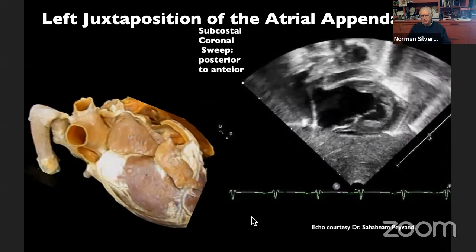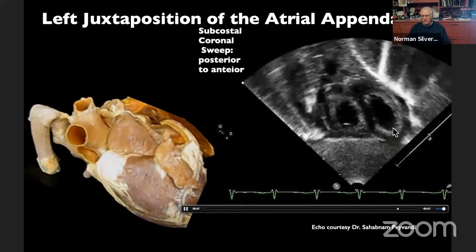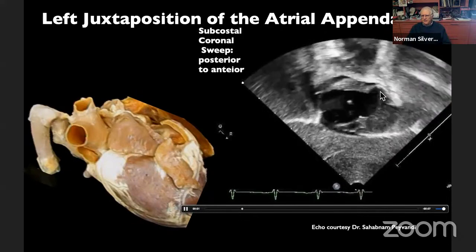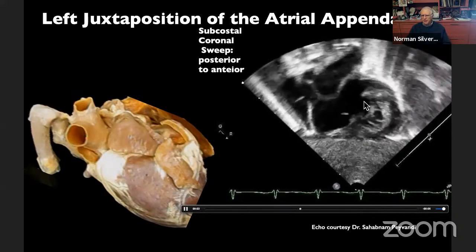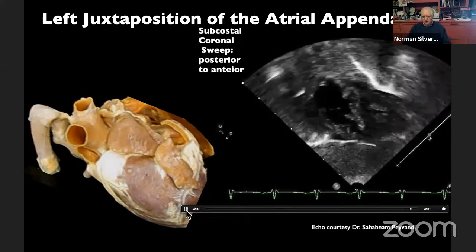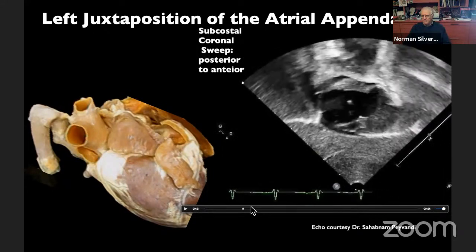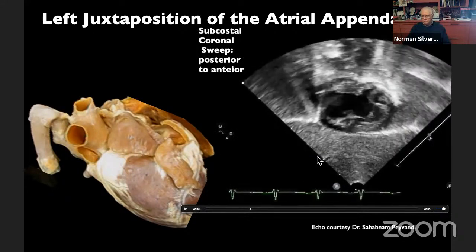Okay, so you have to watch this in a number of planes. So now we go from back to front. There's the left atrial appendage. Okay, here's the right atrial appendage. Oh, we've missed it. So we'll see the left atrial appendage. There's the weeny left atrial appendage.